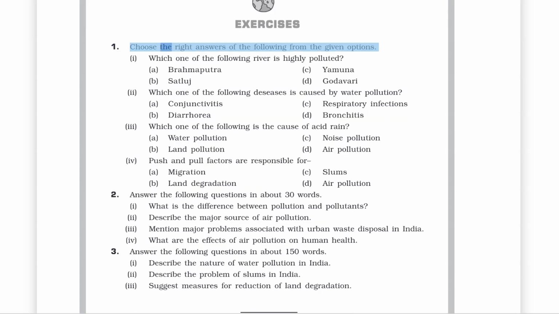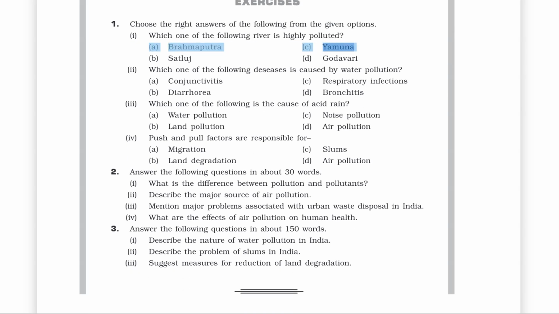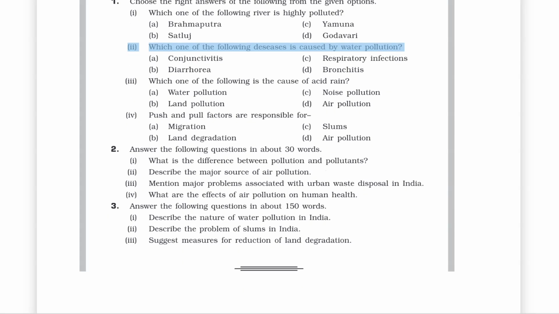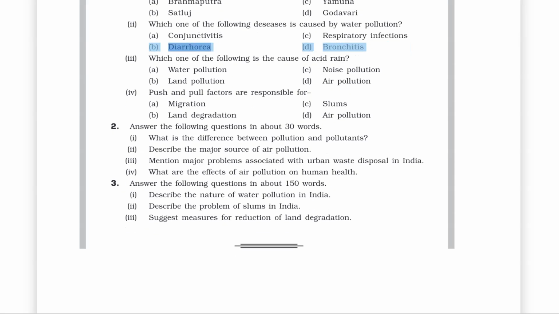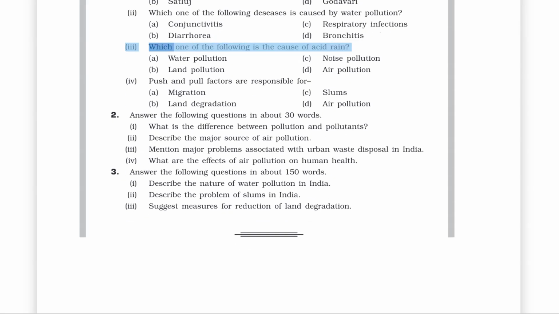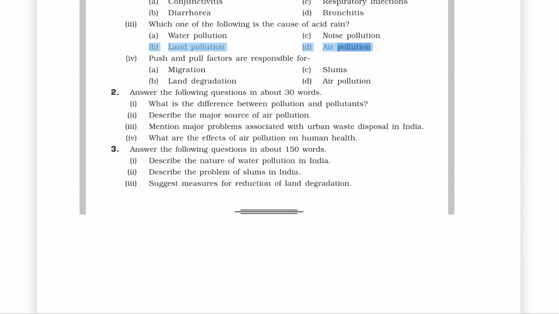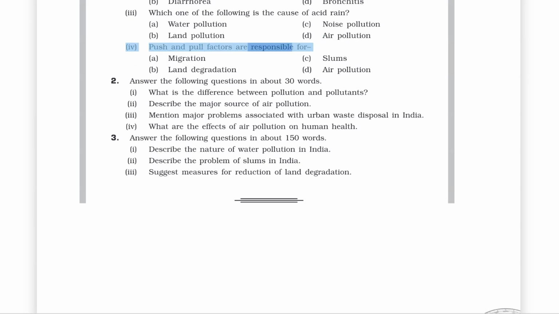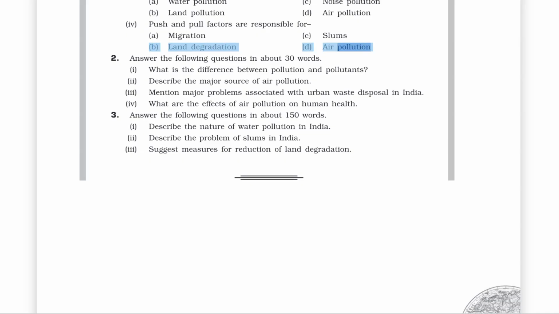1. Choose the right answers of the following from the given options. 1. Which one of the following river is highly polluted? A. Brahmaputra, B. Satluj, C. Yamuna, D. Godavari. 2. Which one of the following diseases is caused by water pollution? A. Conjunctivitis, B. Diarrhea, C. Respiratory infections, D. Bronchitis. 3. Which one of the following is the cause of acid rain? A. Water pollution, B. Land pollution, C. Noise pollution, D. Air pollution. 4. Push and pull factors are responsible for A. Migration, B. Land degradation, C. Slums, D. Air pollution.